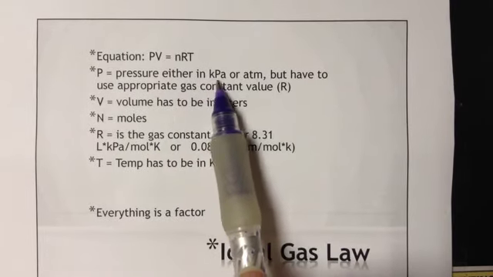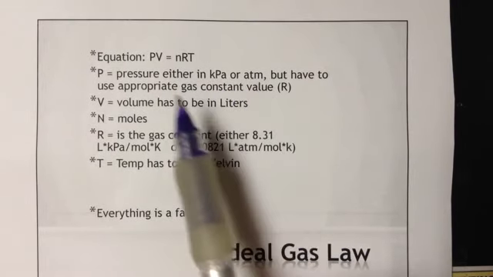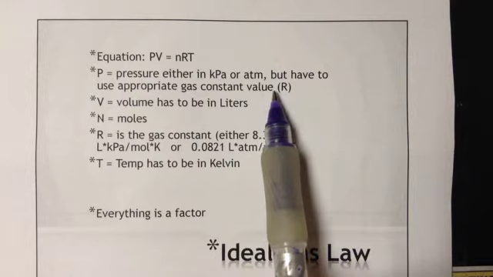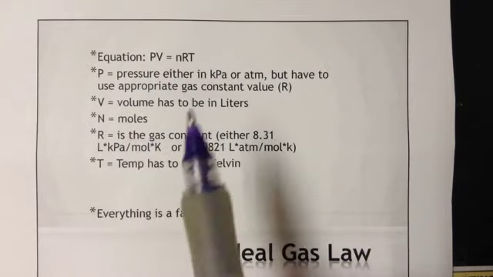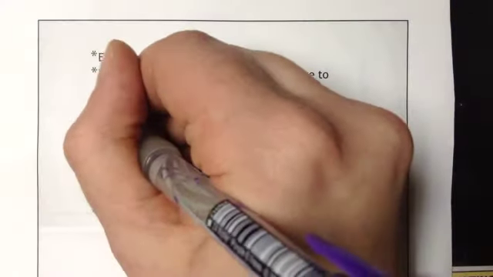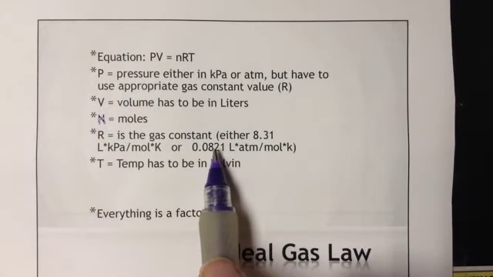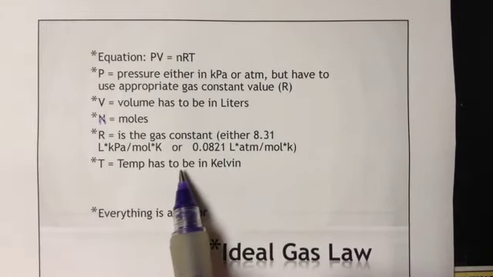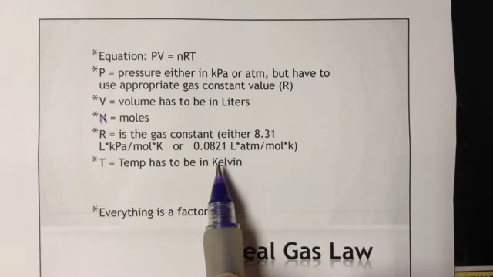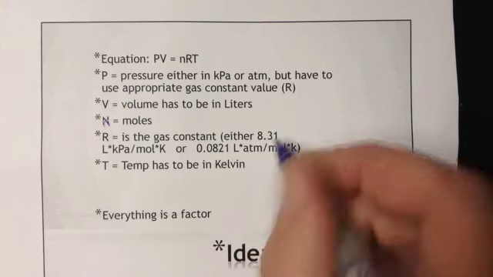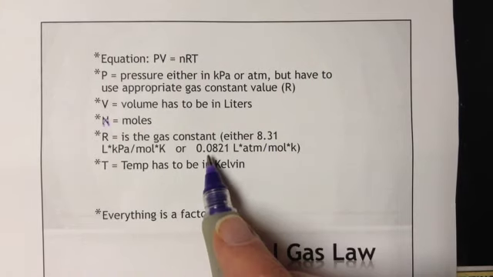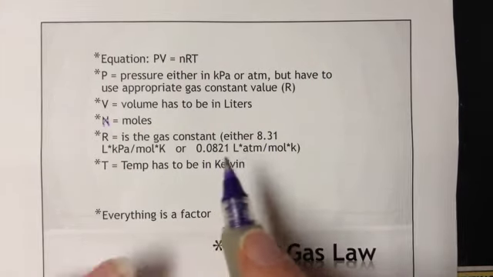So pressure can either be in kilopascals or ATMs, but you have to make sure you use the appropriate gas constant. Volume has to be in liters. N is for moles. That should be lowercase. Sorry. And R is the gas constant, and T is temperature. Again, has to be in Kelvin. So here's the thing. If you use kilopascals, you're going to use 8.31. If you use ATMs, your R is going to be 0.0821. So everything is a factor.